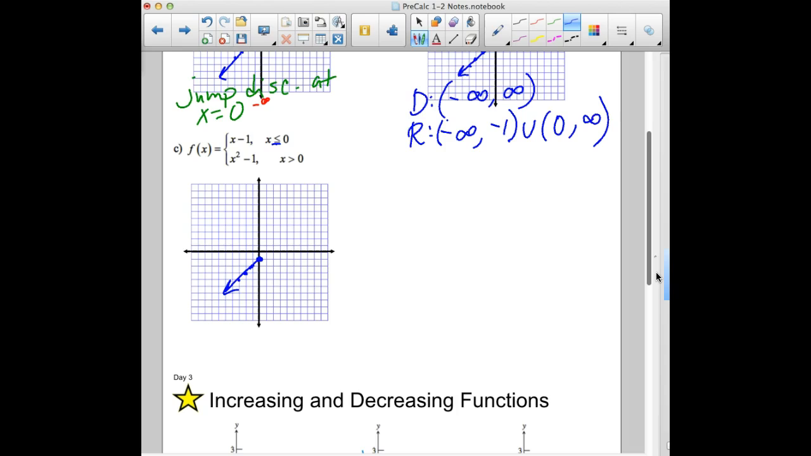But what happened to my parabola? Yeah, it moved down one. So instead of 0, 0, I'm at 0, negative 1. And then instead of 1, 1, I'm at 1, 0. Instead of 2, 4, I'm at 2, 3. And I'm at 3, 8. So I've just moved all my parabola points down one.